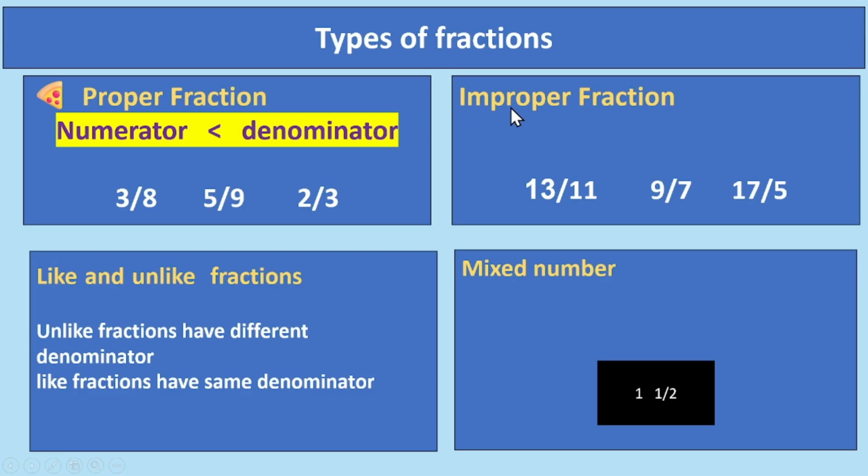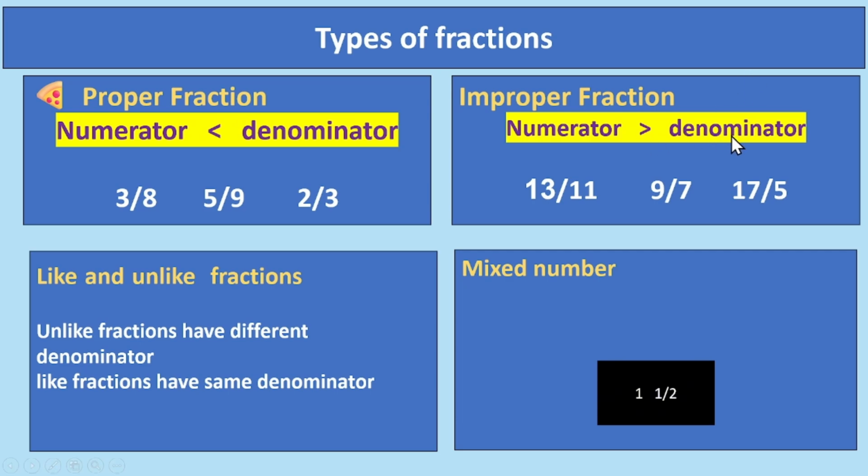Type 2 is improper fraction. What is the improper fraction? When can I say this fraction is an improper fraction? I can say this when the numerator is greater than the denominator. Let's see here, the numerator is bigger than the denominator. Also here the numerator is bigger than the denominator. So it's improper fraction.